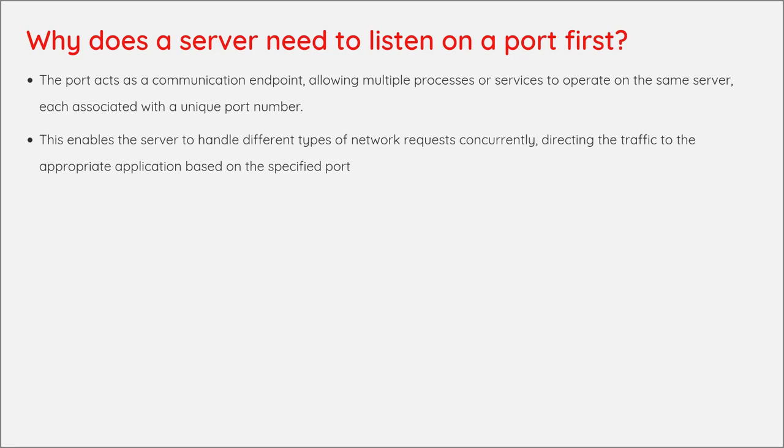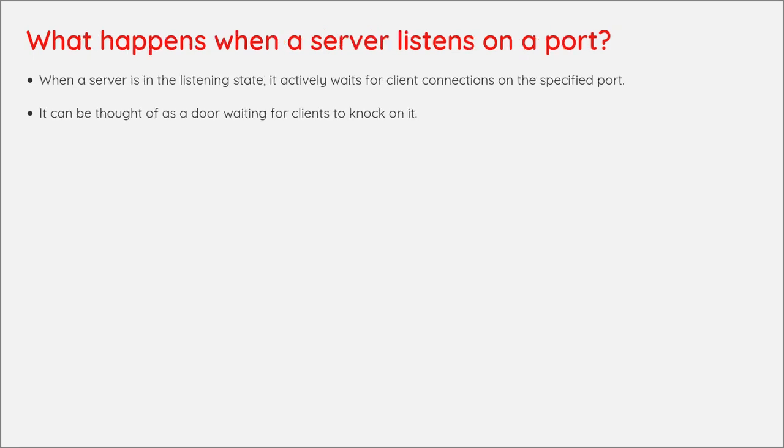This enables the server to handle different types of network requests concurrently, directing the traffic to the appropriate application based on the specified port. What happens when a server listens on a port? When a server is in the listening state, it actively waits for client connections on the specified port. It can be thought of as a door waiting for clients to knock on it.